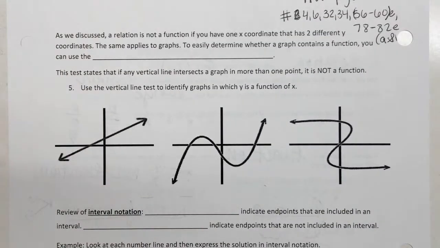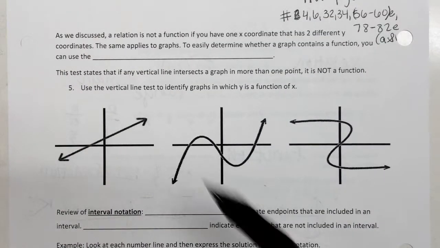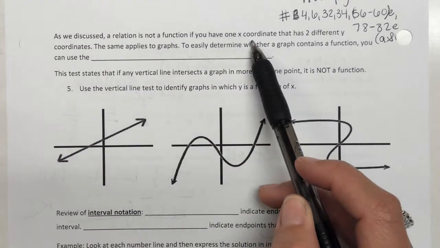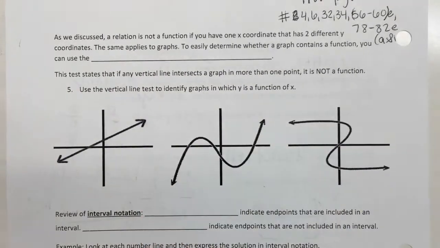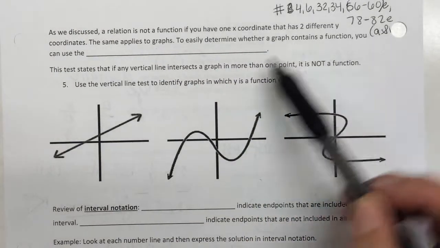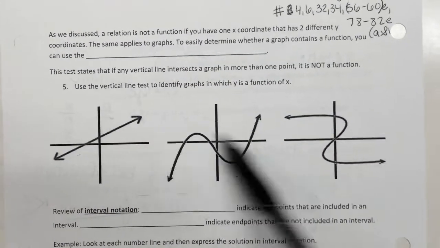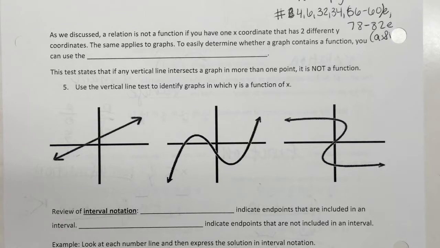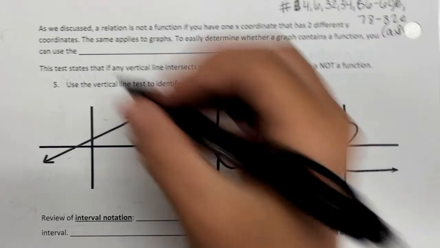Yeah, they're easy. Alright, so as we discussed, a relation is not a function if you have one x coordinate that has two different y coordinates. That's what we talked about on the front. The same applies to graphs. So to easily determine whether a graph like this is a function, do y'all remember what y'all used? Yes, vertical line test.